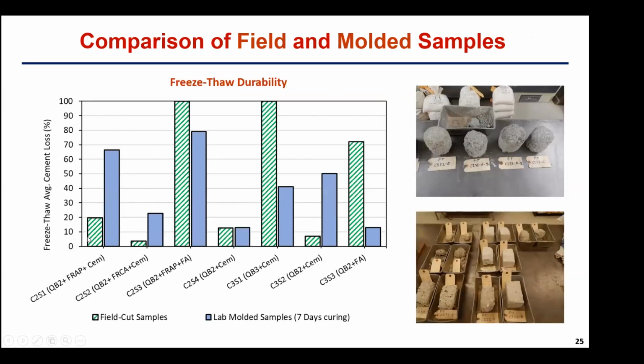The same thing here you can see for the freeze-thaw durability. The field samples, which are shown in green striped lines, are more durable or the same durability at least than the lab samples, except for the ones that have either QB3 or fly ash combinations, which were less durable.